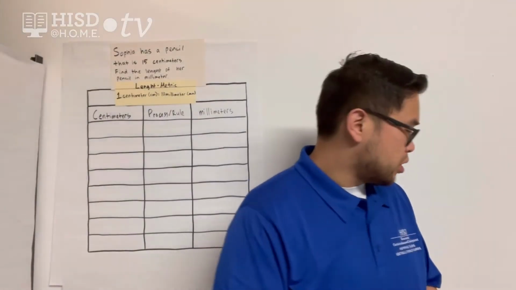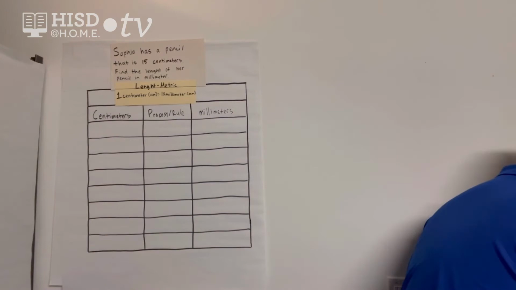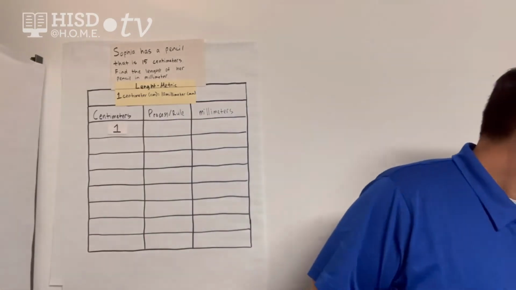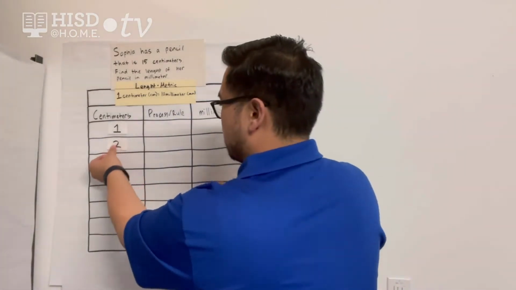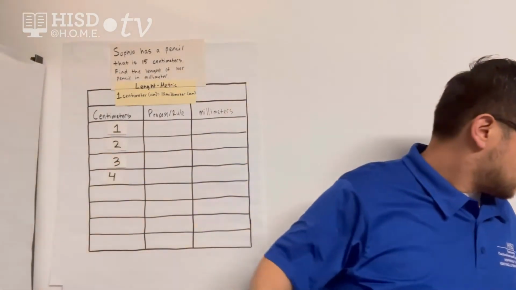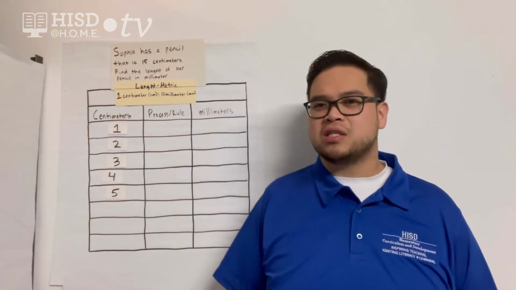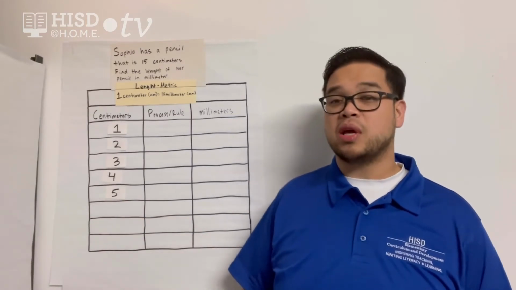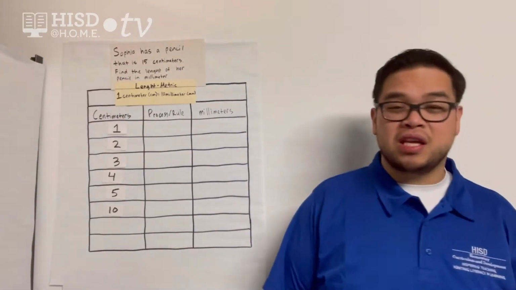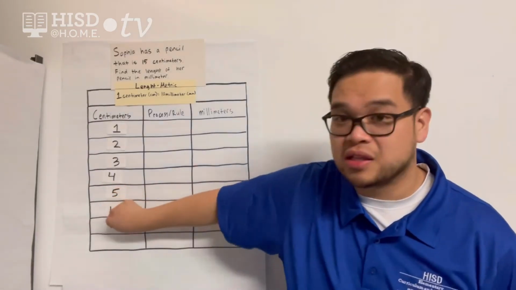Then we're going to label our centimeters section, counting by 1 centimeter, 2 centimeters, 3 centimeters, 4 centimeters, 5 centimeters, and then I know that we're at 15, so instead of counting 6, 7, 8, 9, 10, I'm just going to skip to 10 to make it a little bit easier. So we're going to go to 10, and then we're at 15, so again, I'm going to skip 11, 12, 13, 14, and go straight to 15.